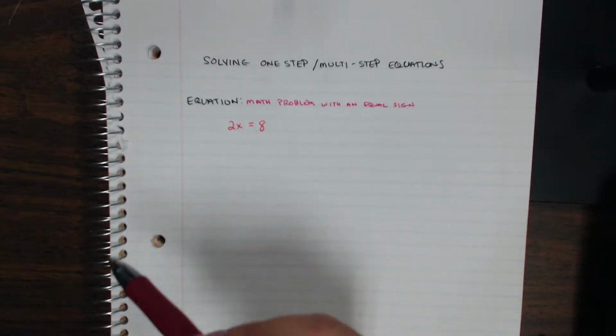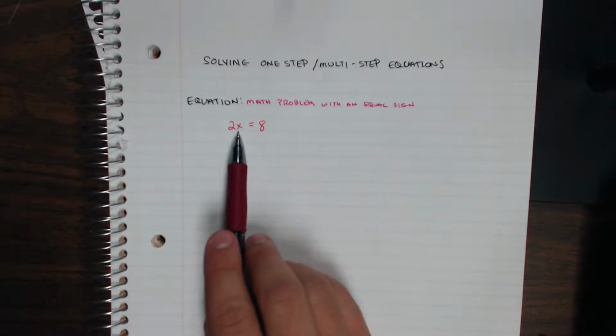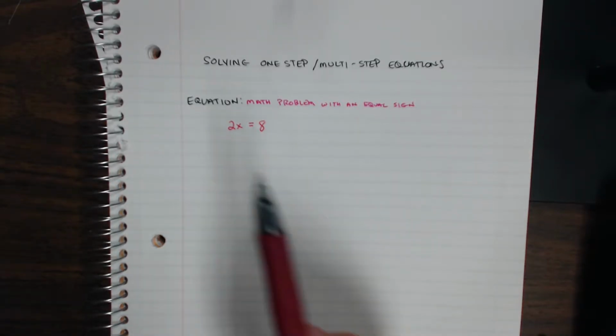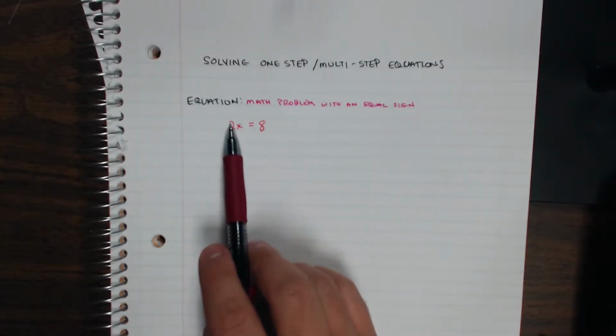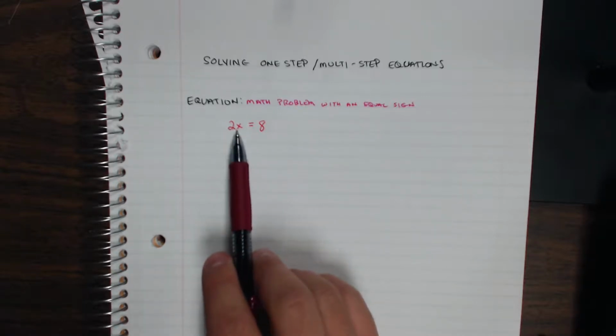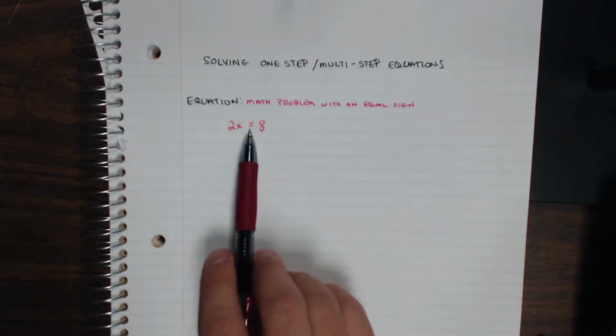Now our goal in solving equations is going to be to isolate our variable, or get our variable by itself. If we're still looking at the same exact problem, I've got to think, okay, how can I get this x by itself and get rid of this 2? We'll get to that in a little bit. We'll walk through some simpler problems first.